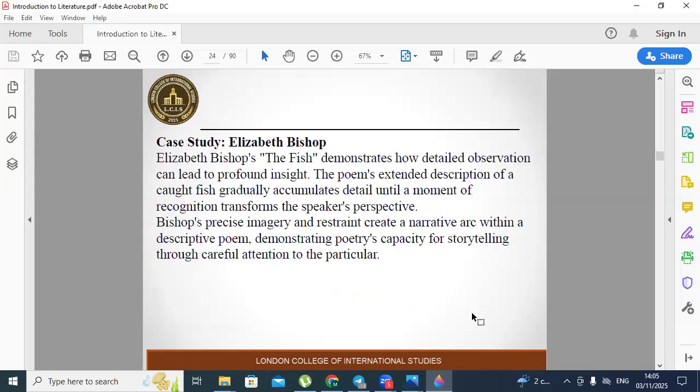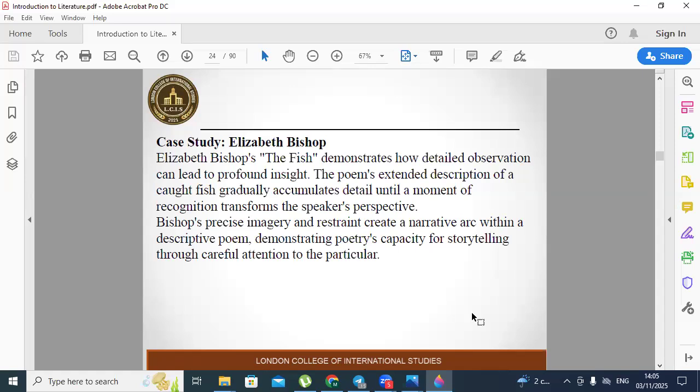Now let's go to Elizabeth Bishop. The Fish demonstrates how detailed observation can lead to profound insight. The poem is an extended description of a caught fish, but through careful attention to detail, it becomes much more.